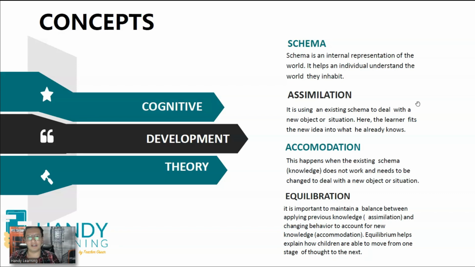Then we have something that is called equilibration, and the equilibration is maintaining the balance between assimilation and accommodation.